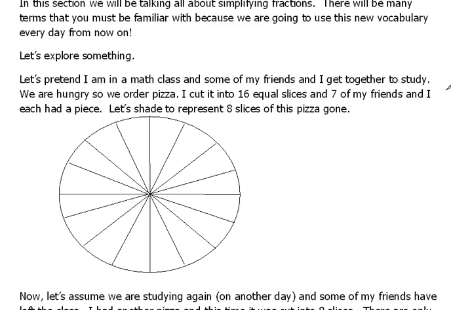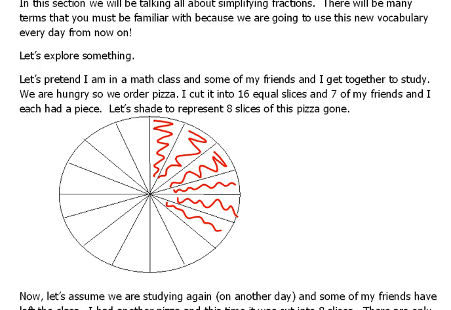Well, if I were going to shade that in, there'd be 1, 2, 3, 4, 5, 6, 7, 8 of those slices. So that would be 8 out of those 16 slices, right? If I were to write that as a fraction, it would look like 8 over 16.